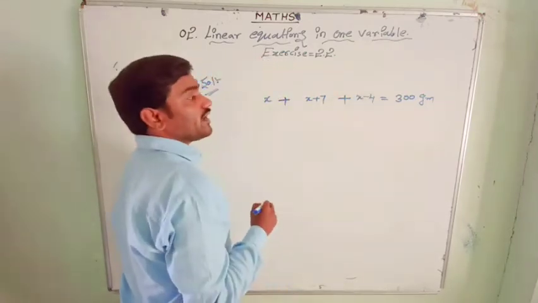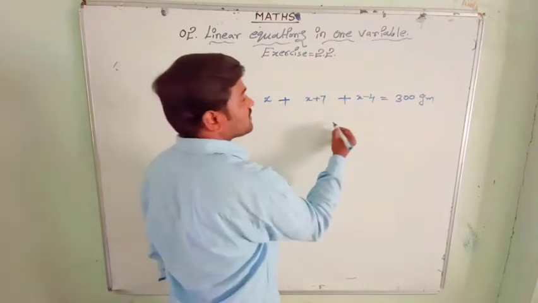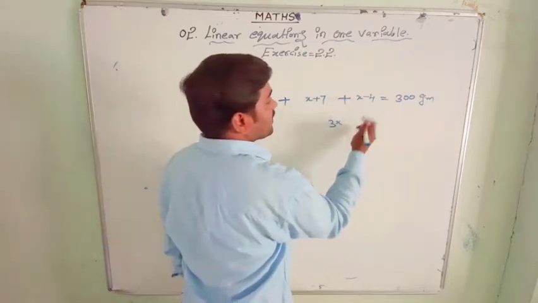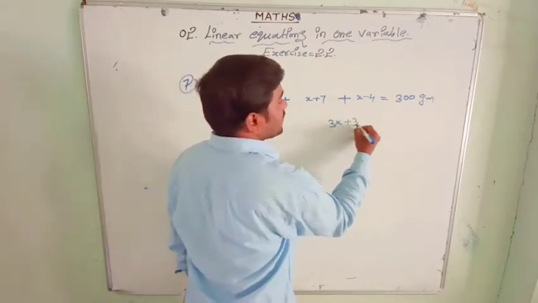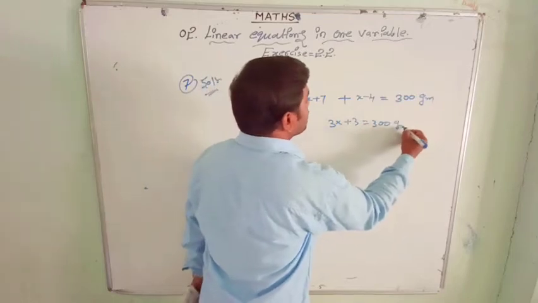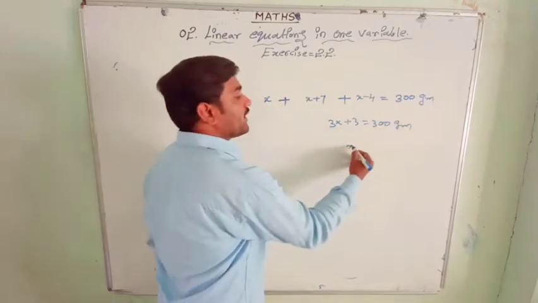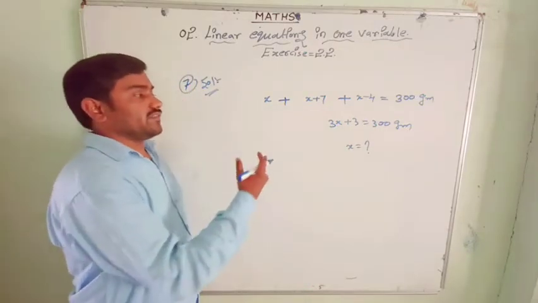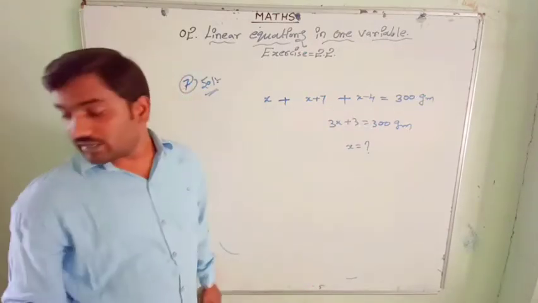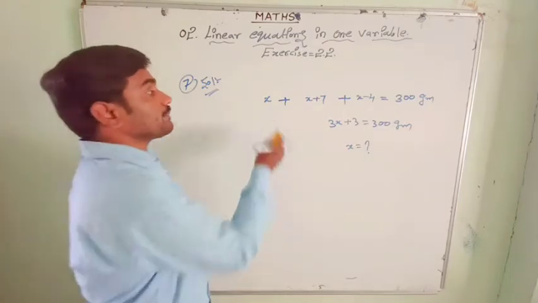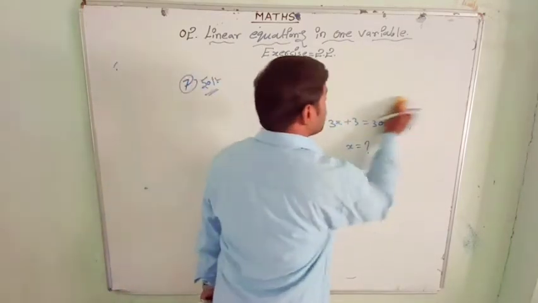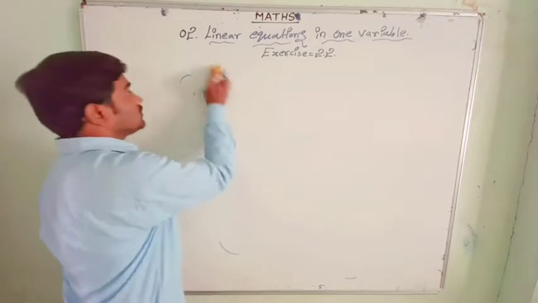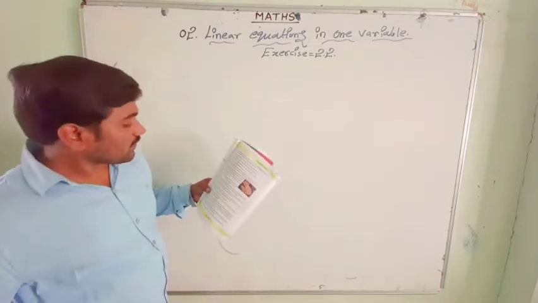Here you need to find out the x value. 1x plus 1x plus 1x is 3x, and 7 minus 4 is plus 3, equal to 300 grams. Simple. Now you find out the x value. Very simple. Transfer the 3, and the multiplying 3 also you transfer, and you get the answer. What is the weight of the first piece, second piece and third piece? I hope you can do this.